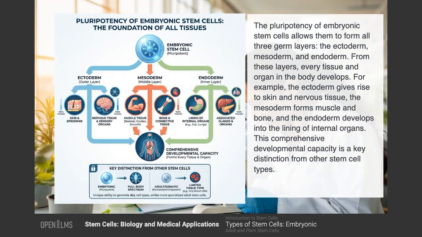The pluripotency of embryonic stem cells allows them to form all three germ layers: the ectoderm, mesoderm, and endoderm. From these layers, every tissue and organ in the body develops. For example, the ectoderm gives rise to skin and nervous tissue, the mesoderm forms muscle and bone, and the endoderm develops into the lining of internal organs. This comprehensive developmental capacity is a key distinction from other stem cell types.